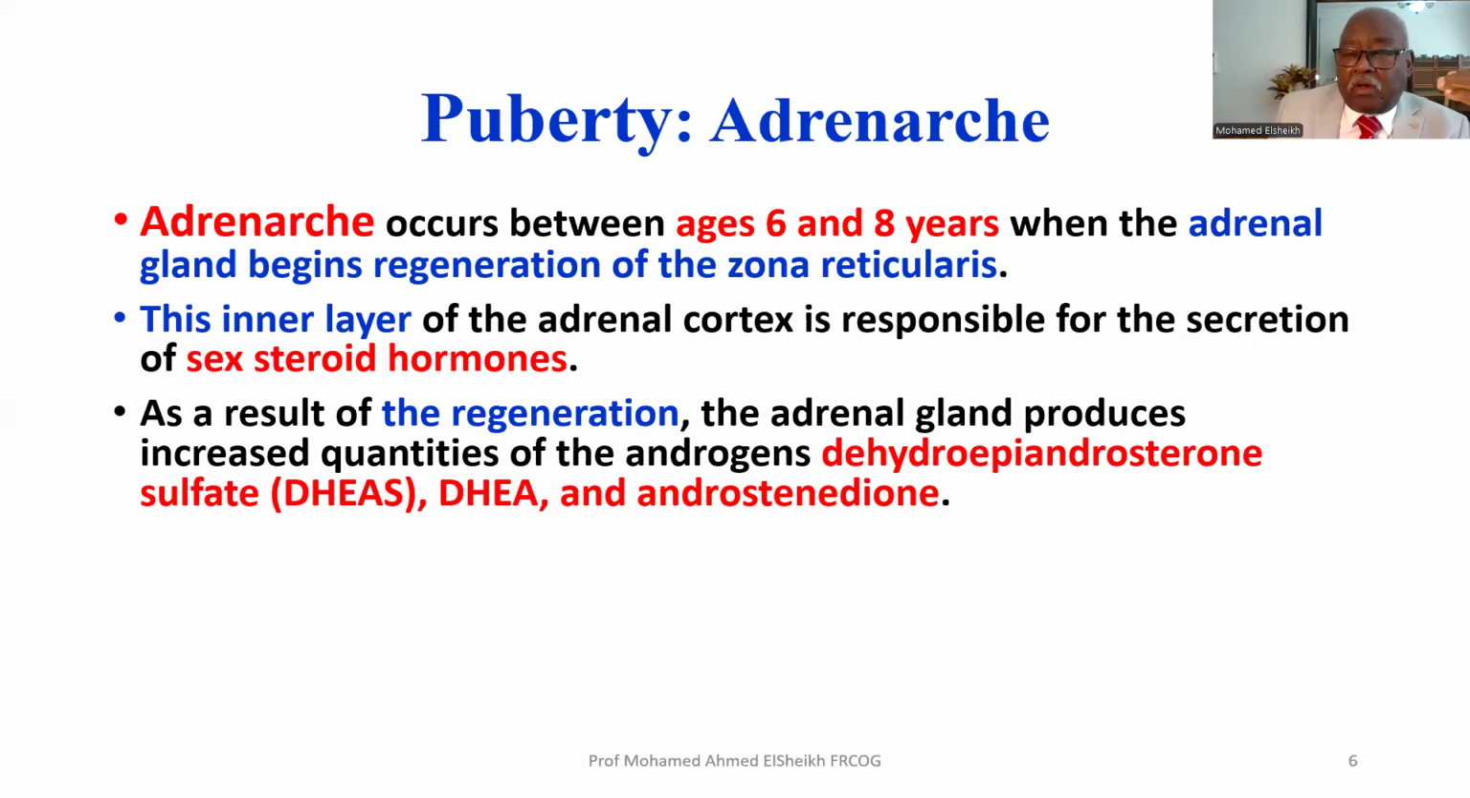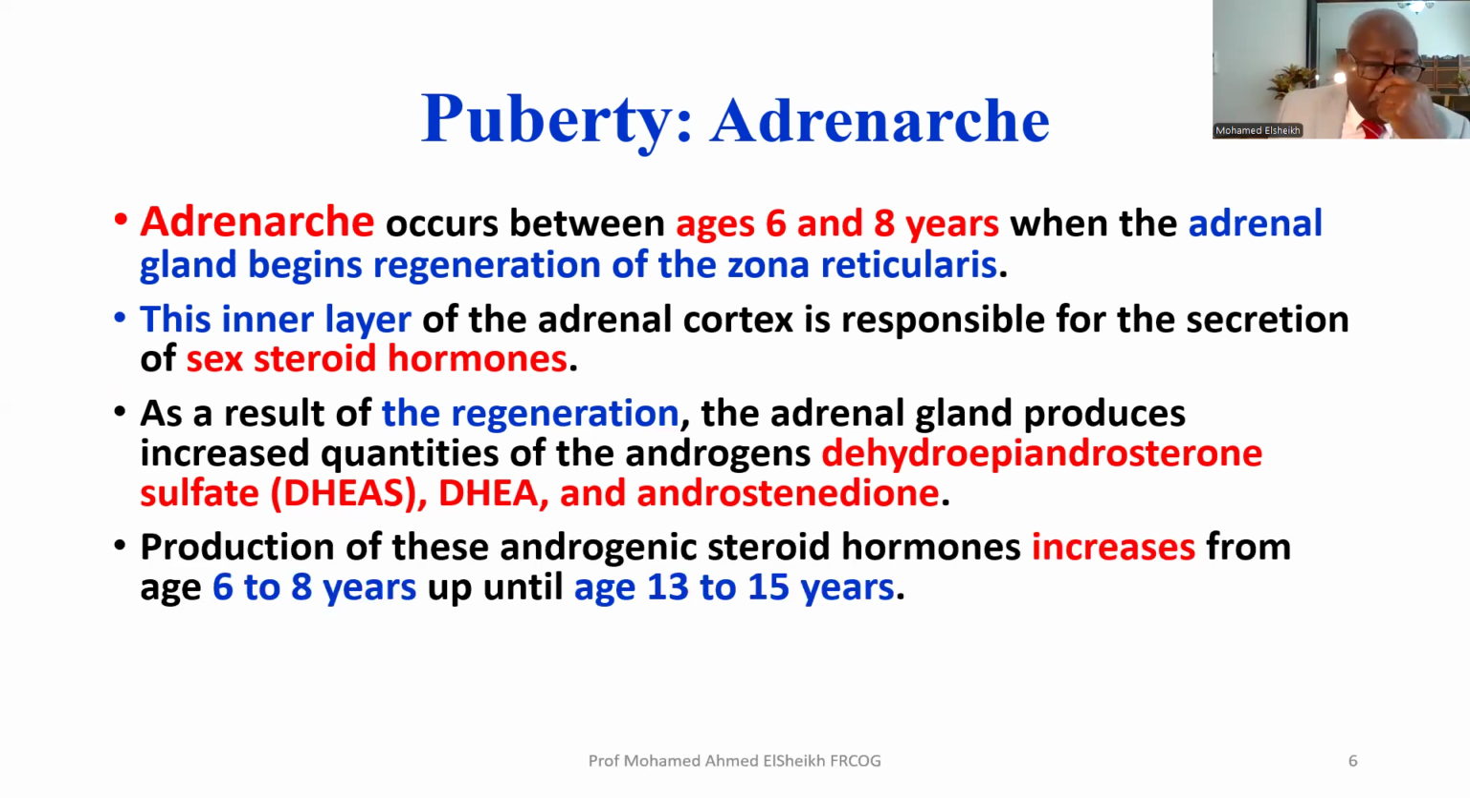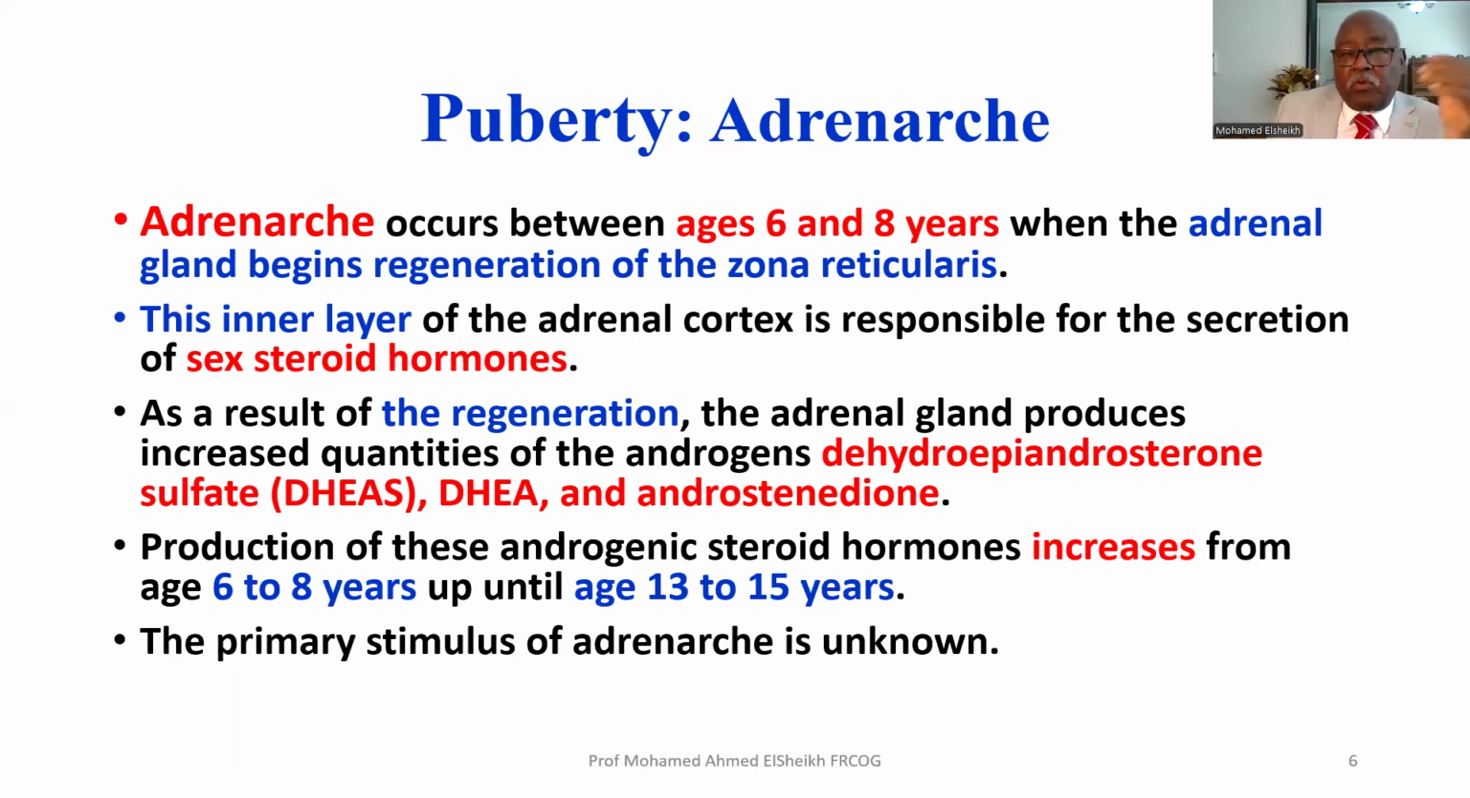These androgens are dehydroepiandrosterone sulfate, dehydroepiandrosterone, and androstenedione. So these are hormones initially produced from the adrenal cortex. Production of these androgenic steroid hormones increases from the age of 6 to 8 years and starts to reach its maximum at the age of 13 to 15 years, differing from one child to the other. The primary stimulus of adrenarche is unknown.